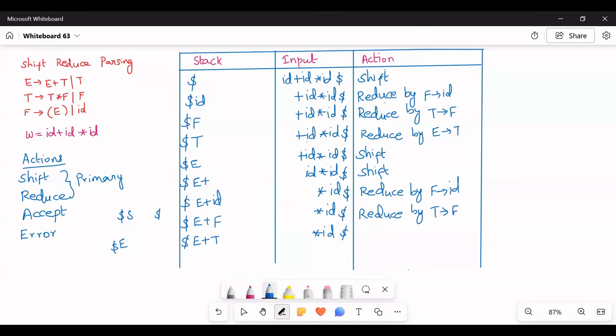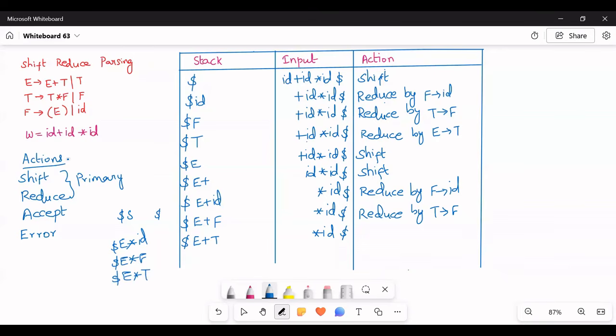Okay. So next we will do the shift action. So we may get star ID like that. If you do like that, we won't get any production for handle matching, since E star ID is not a production. ID may be replaced by F in one step, so dollar E star F in one step, and in the next step we can replace F by T.